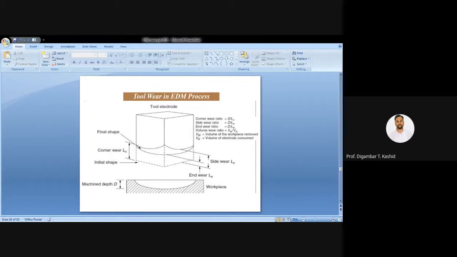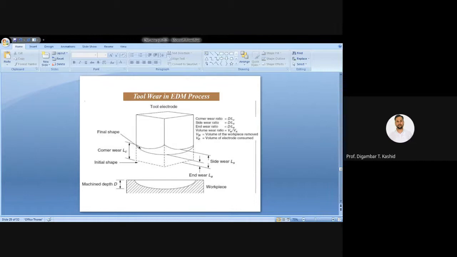So the length is shortened, and this kind of shape is actually generated during the machining. Using this tool, you will get this kind of hole made into the workpiece surface. You can see the shape of the cavity you will get using this shape. So it depends on the wear at the side, the corner, or the end.